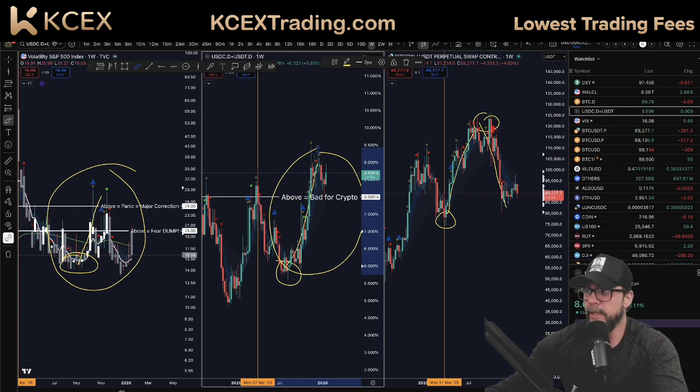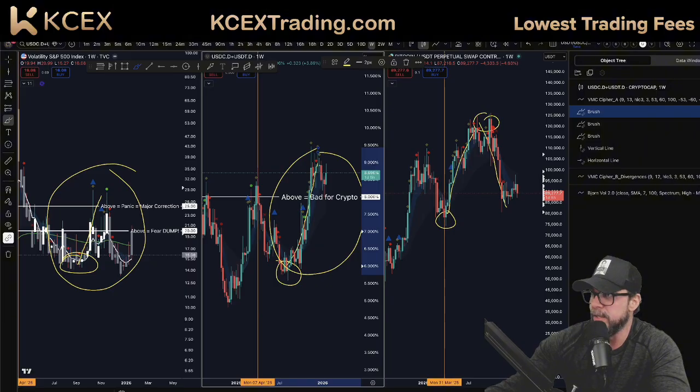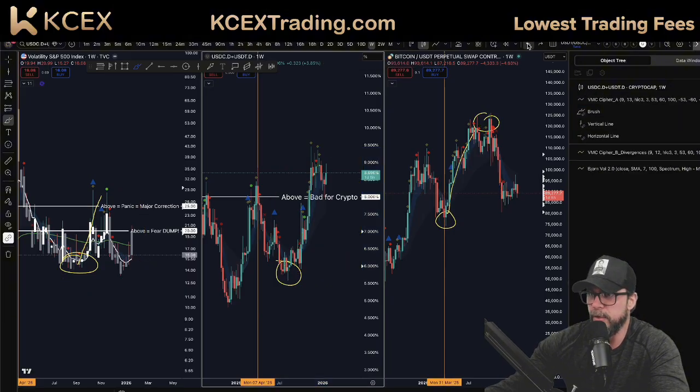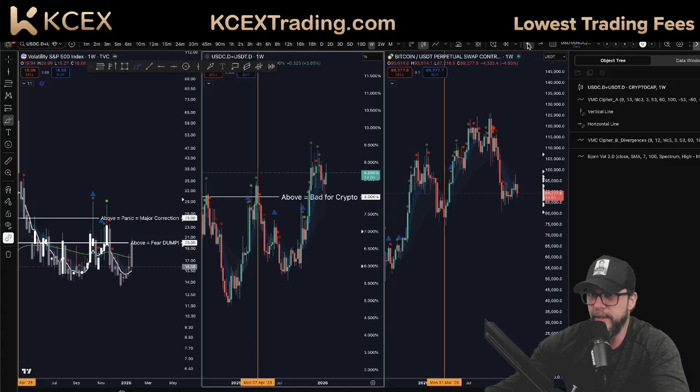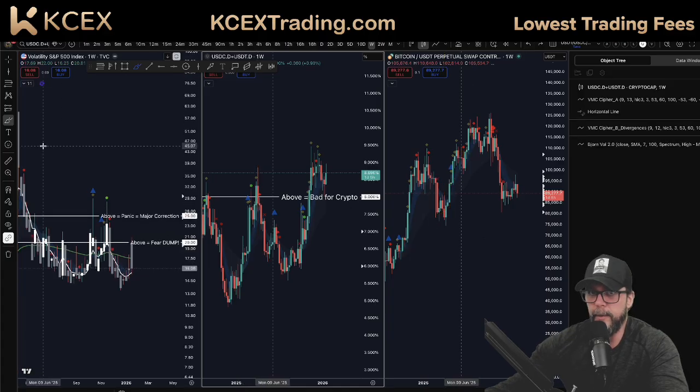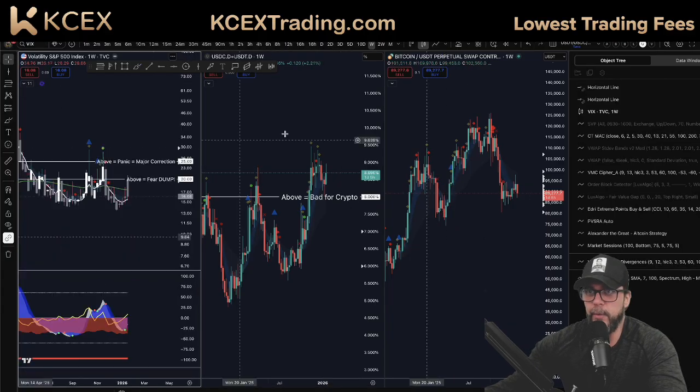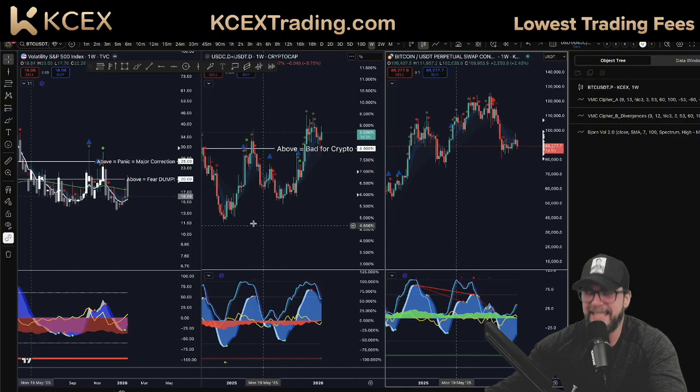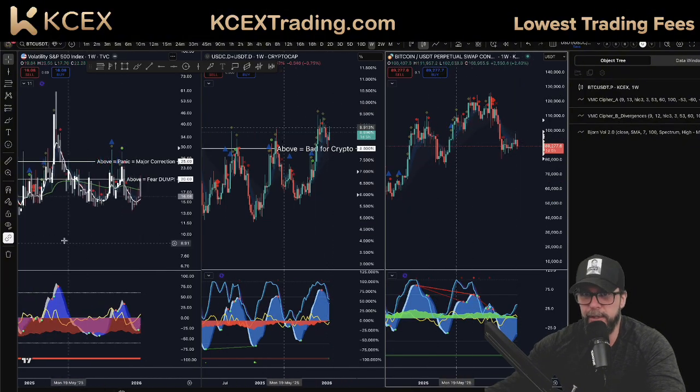Now, let's go take a look and see how that translates when we are using our Cypher programs, because you can apply Cypher to all of these. Let me just clear it up a little bit. All right, so I have Cypher on each one of these, and it works the exact same for these two charts as it does for the Bitcoin chart.